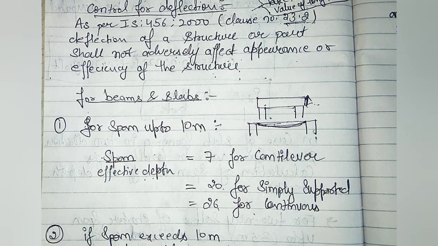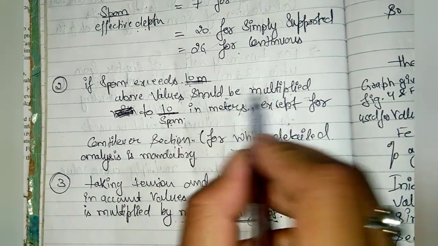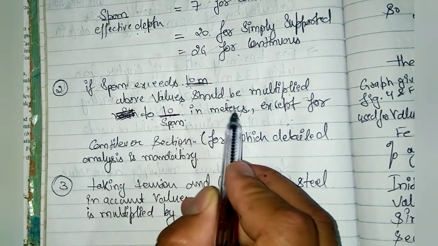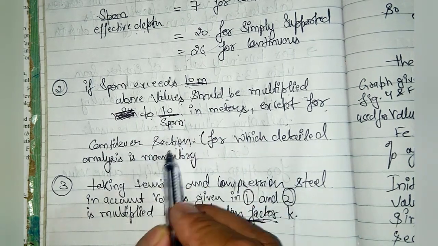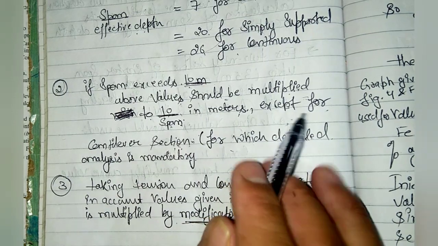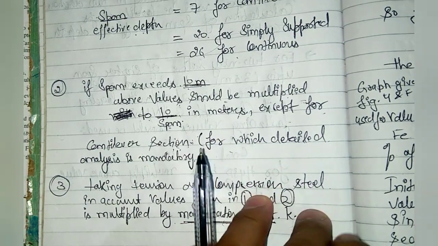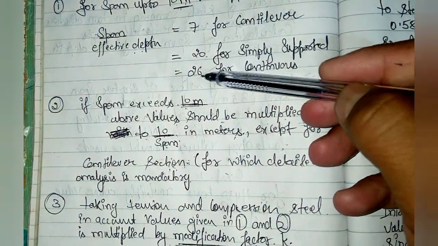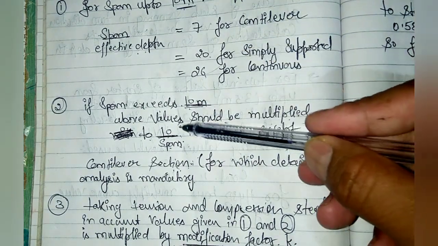In case of beams and slabs, first of all we check the design section for span to effective depth ratio. If span exceeds 10 meters, then the above values should be multiplied by 10 over span in meters, except for the cantilever section, for which detailed analysis is mandatory. This is given in IS code clause number 23.2, you can check it from there also. So if the span exceeds 10 meters, these values should be multiplied with a factor which is 10 over span.